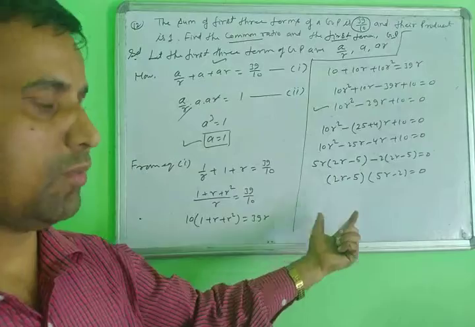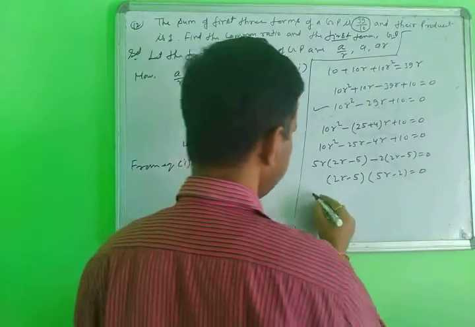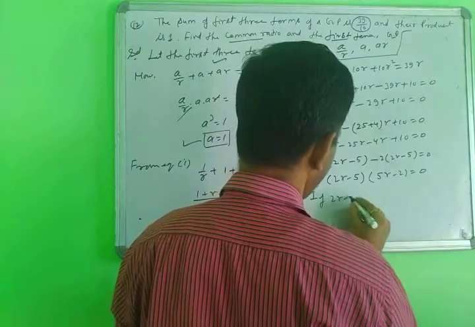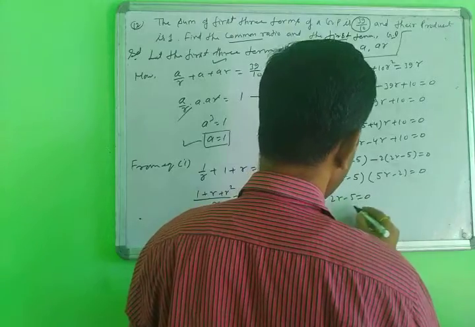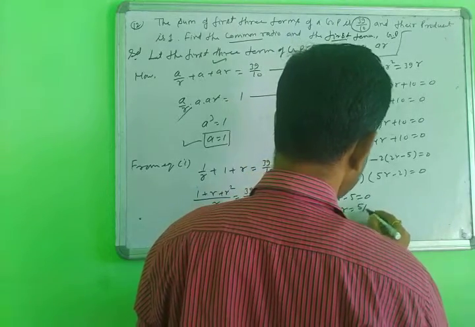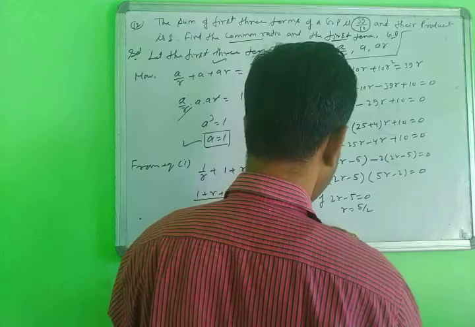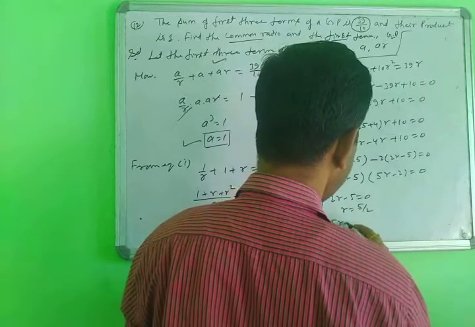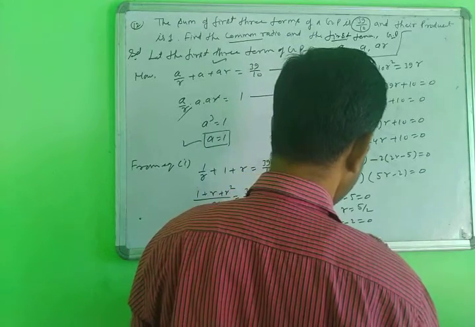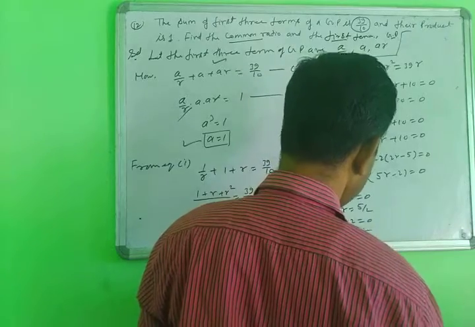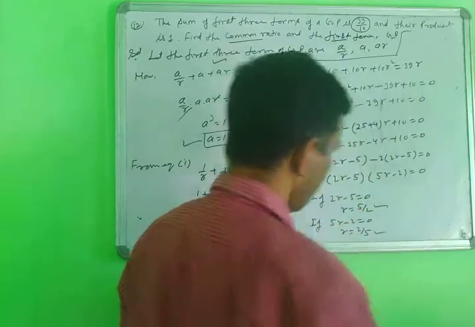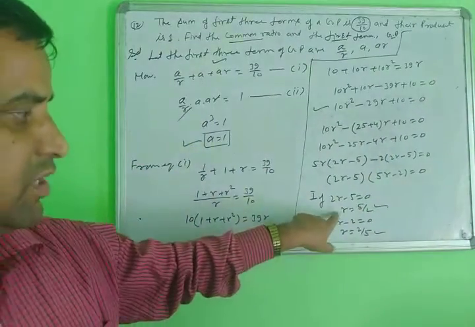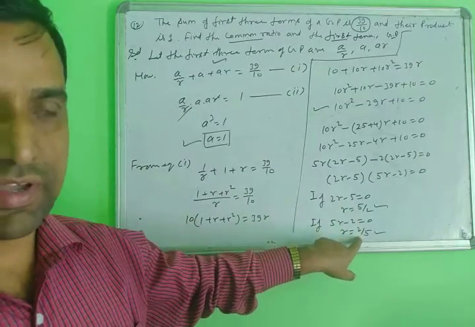Then find the value of r. If 2r minus 5 equals 0, then r equals 5 by 2. Or if 5r minus 2 equals 0, then r equals 2 upon 5. You have got two values of r: first 5 by 2, second 2 by 5.